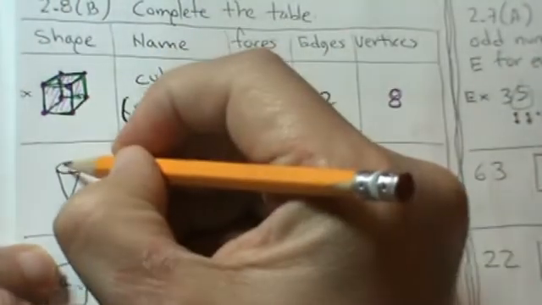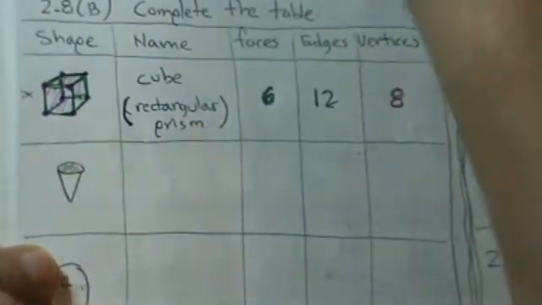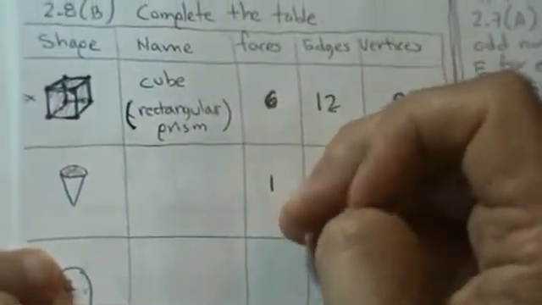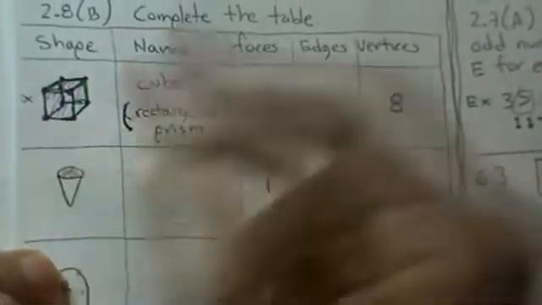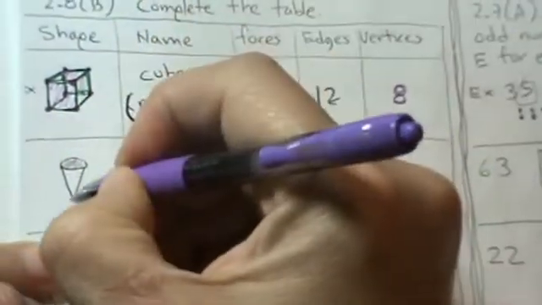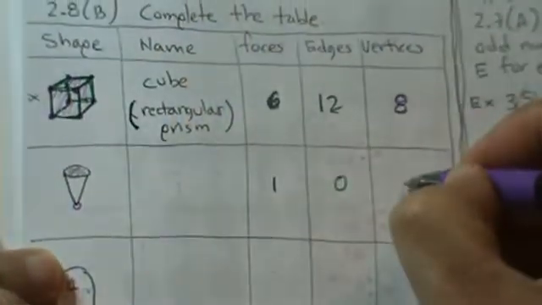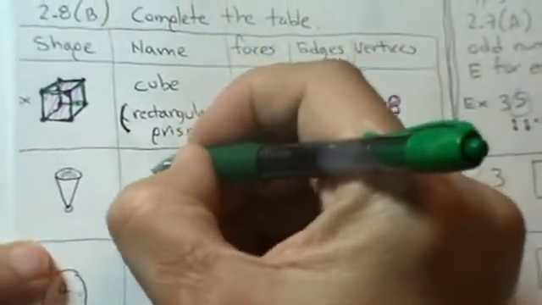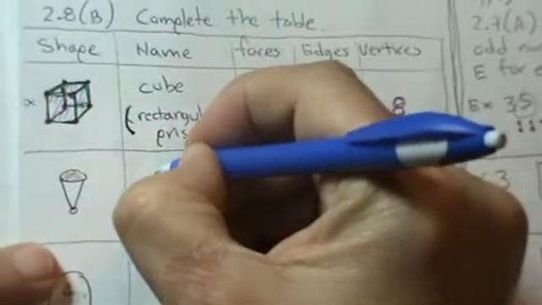How many faces do I have in this shape? I have just 1 face. So faces is 1. Edges. Remember, edges is where 2 faces meet. I just have 1 face, so I can't have any edges. So it's 0. And vertices, I just have this vertex. Is 1. Okay? The name of the shape is cone.